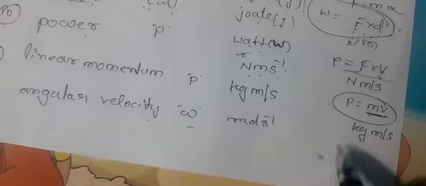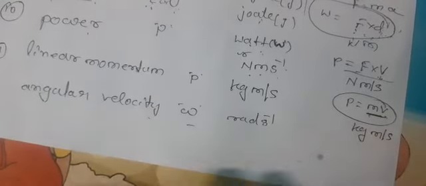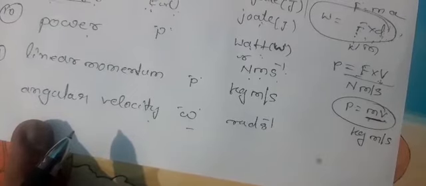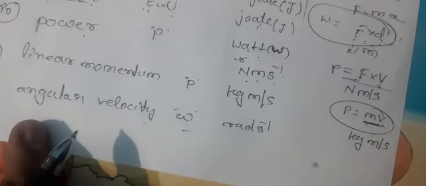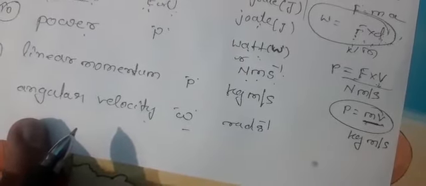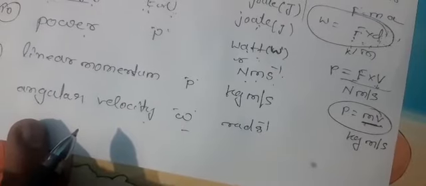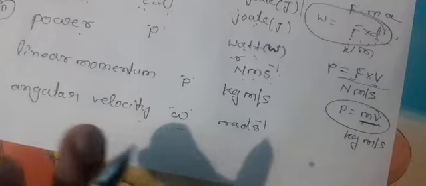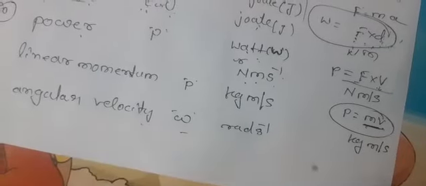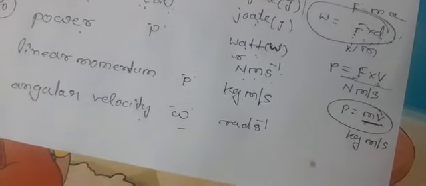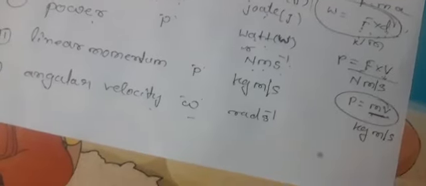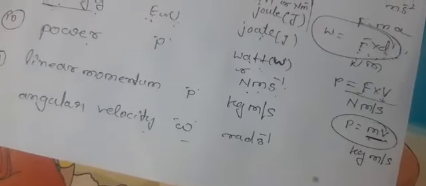Velocity means the rate of change of displacement. Linear velocity is a translational motion. Translational motion means the particle moves linearly or uniformly. The unit of the average velocity is meter second inverse.